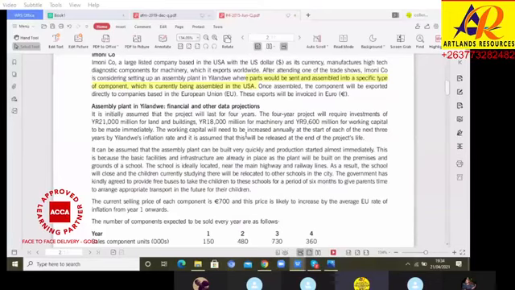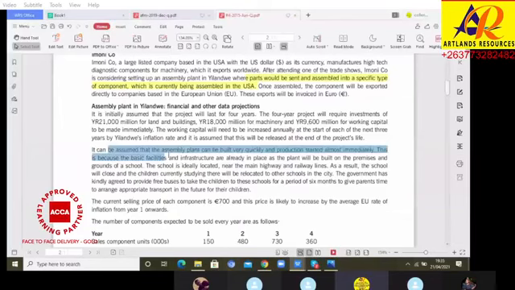Working capital is needed to be increased annually at the start of each of the next 3 years by the Ilandwe inflation rate. It is assumed that this will be released at the end of the project's life. It can be assumed that the assembly plant can be built very quickly and production started almost immediately. Notice, all these are assumptions.